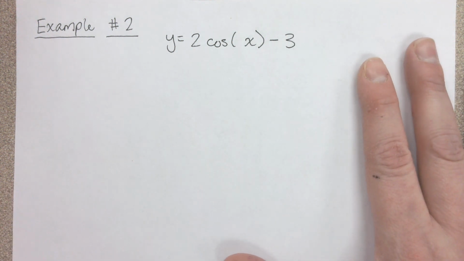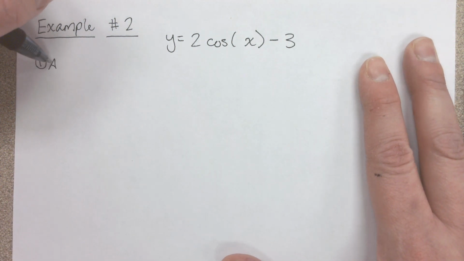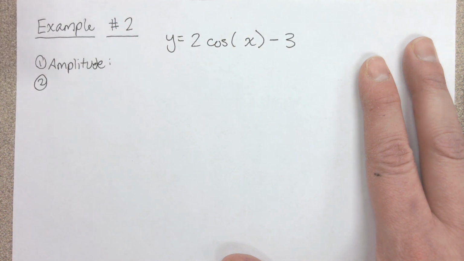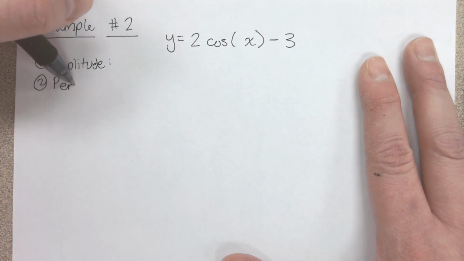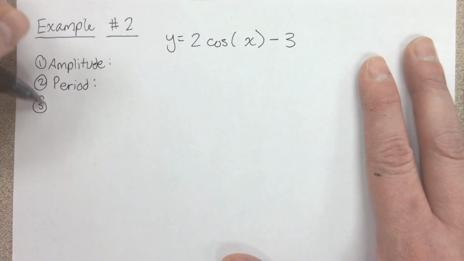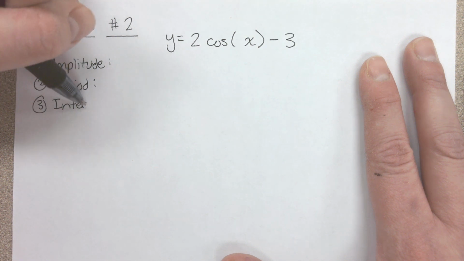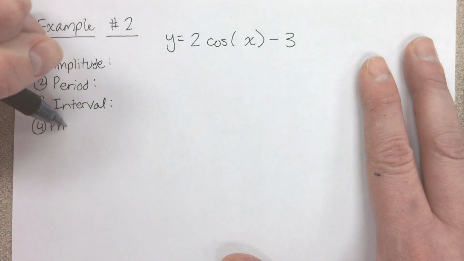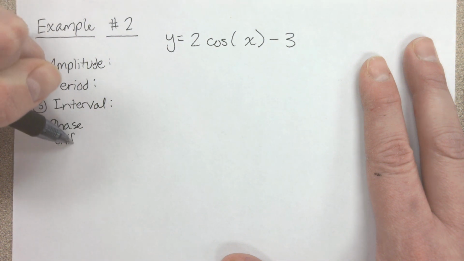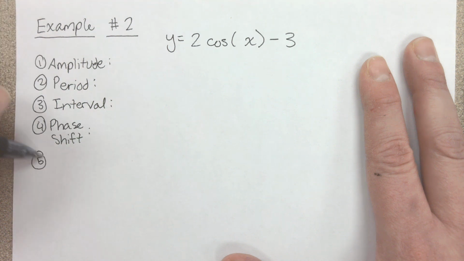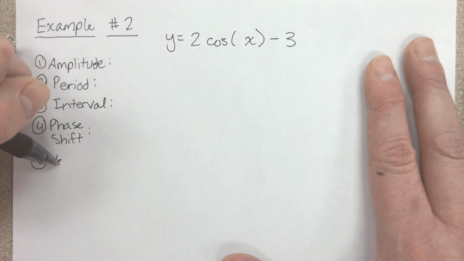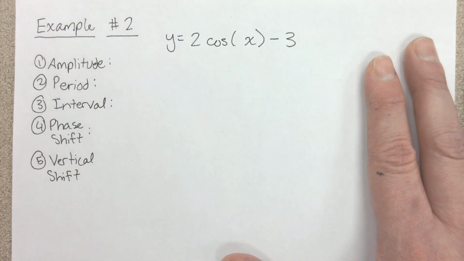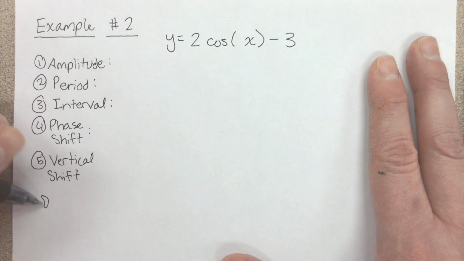And let's go ahead and make our list. First we have amplitude. Second we have period. Third we have interval. Fourth is phase shift. Fifth is vertical shift. And then just for practice, domain and range.